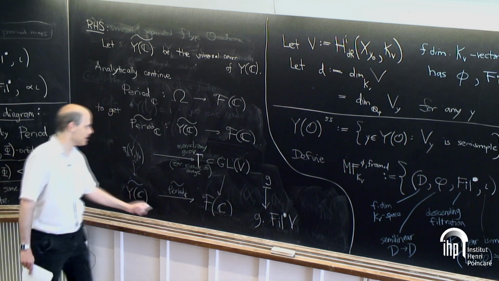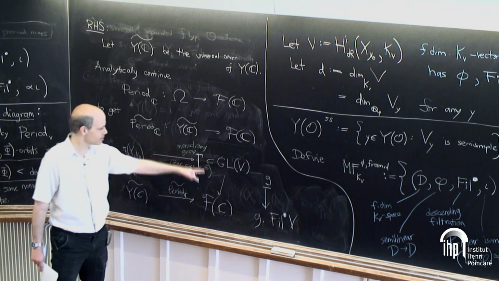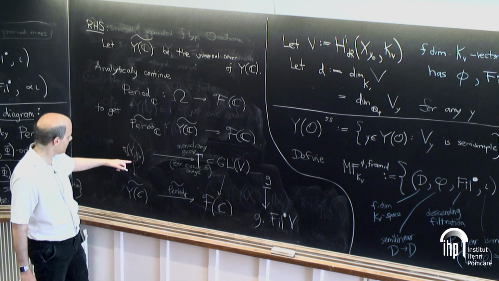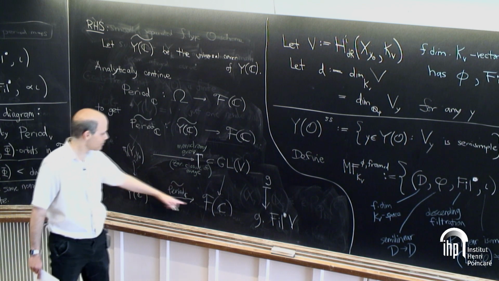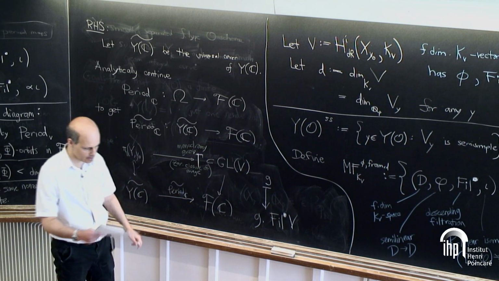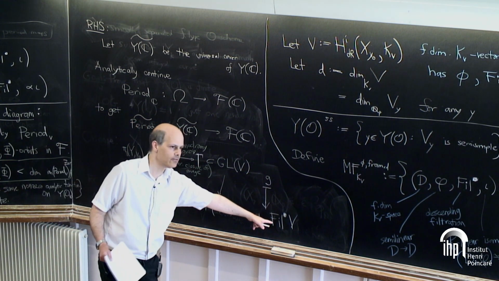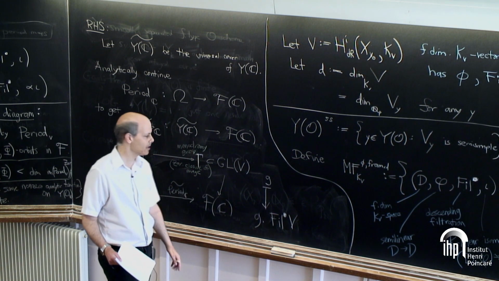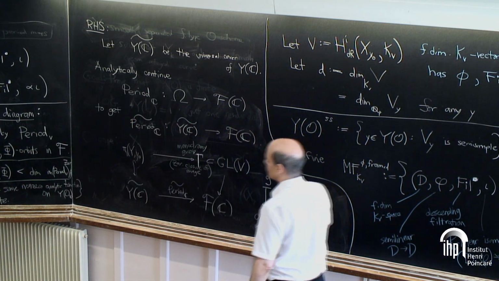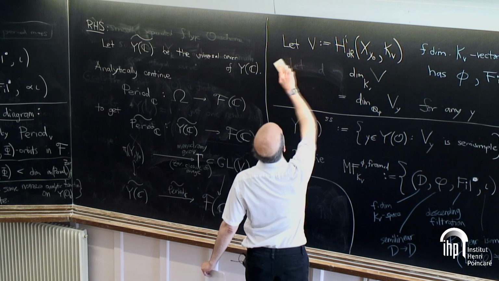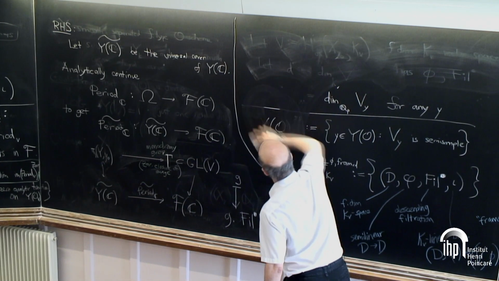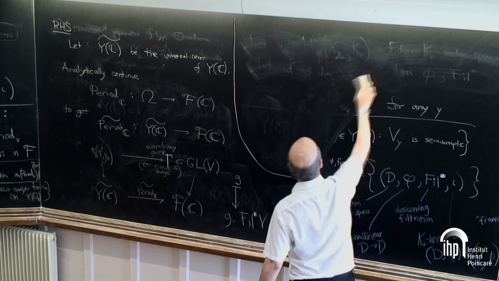And so the point of doing this is that this gives me a source of things that I know are going to be in the image of the period map. Because if I start here and go this way, I see that I'm getting points in the image of the period map. But I can also go this way, and that shows that gamma applied to this filtration, all of that is going to be in the image of the period map. So this will let me prove that this period map has large image.